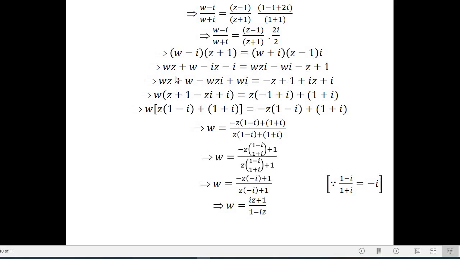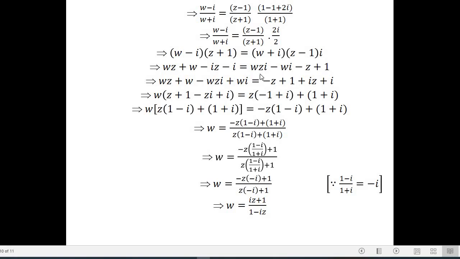Now we take w terms to LHS. Whichever term has w, take it to LHS, and whichever term does not have w, take it to RHS. We just interchange the terms. In LHS wz plus w, these are the two terms containing w. Write in LHS as it is. Minus iz minus i, these two terms do not contain w, so take these two terms to RHS. Minus iz becomes plus iz, minus i becomes plus i.